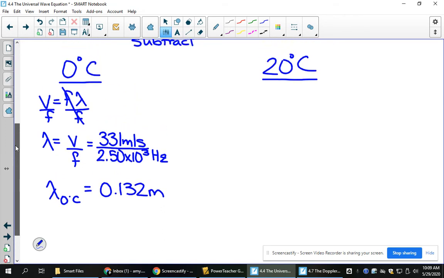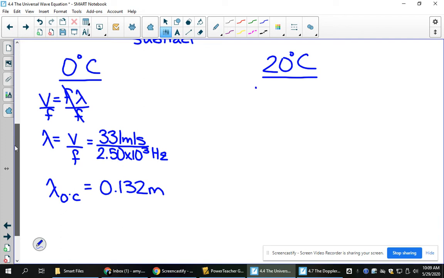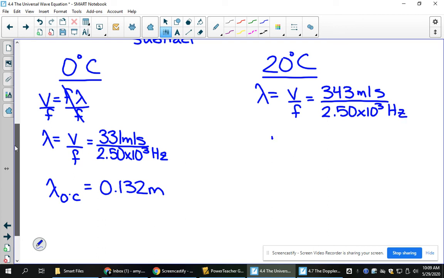Now let me go over and do 20 degrees Celsius. So no need to manipulate the formula again. I've already done that work. I can sub in my speed at 343 meters per second. I can do my same frequency. It hasn't changed. And I'm getting for 20 degrees Celsius, my wavelength, or lambda, to be 0.1372, but I'm going to write it to 3 sig digs.